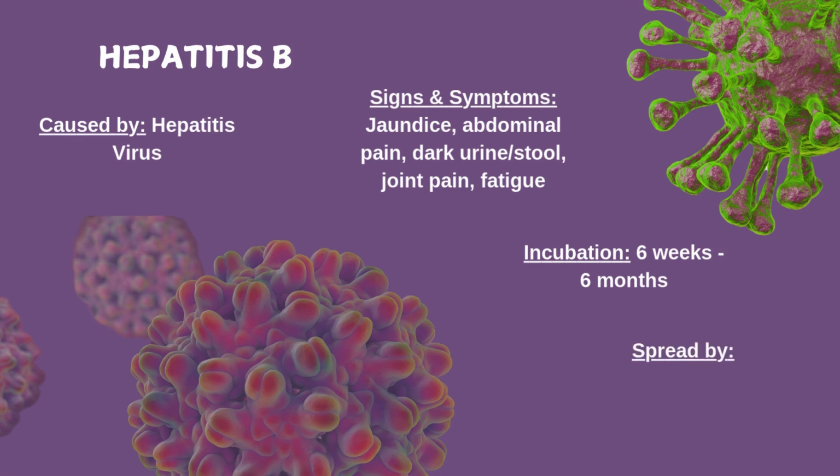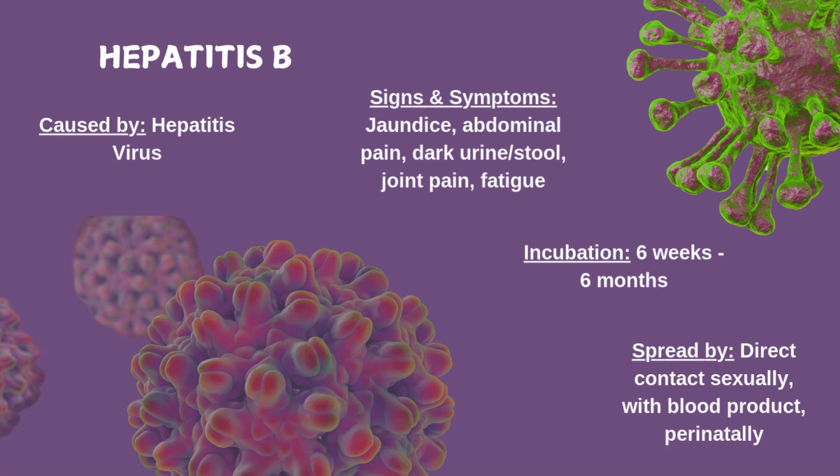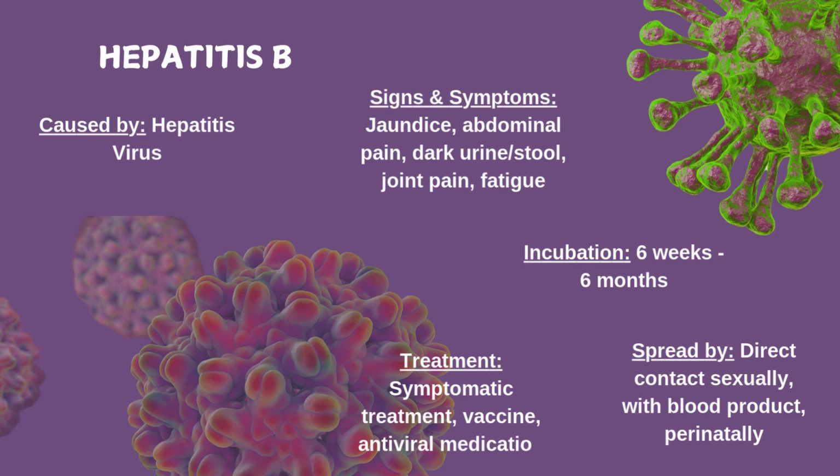The mode of transmission for hepatitis B is through blood product and sexual contact, as well as passing perinatally to infants from their mother through pregnancy, childbirth, or breastfeeding. Hepatitis B can be acute, or short-term, or chronic, more long-term. There is a vaccine for hepatitis B, and this is the best way to prevent the spread of this disease. Antiviral medications can be helpful for treatment as well.